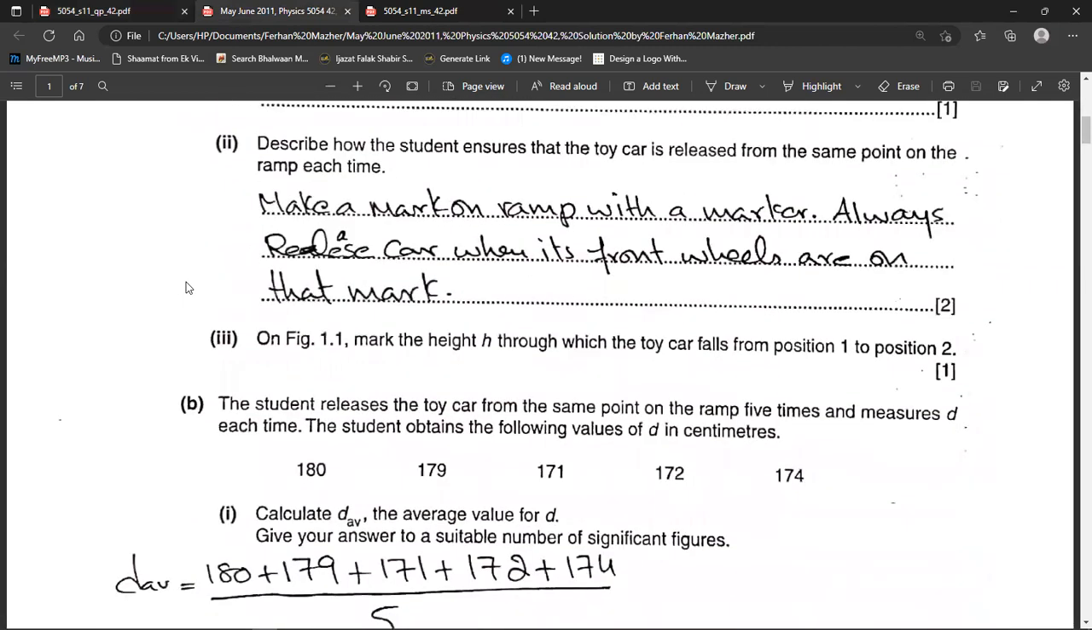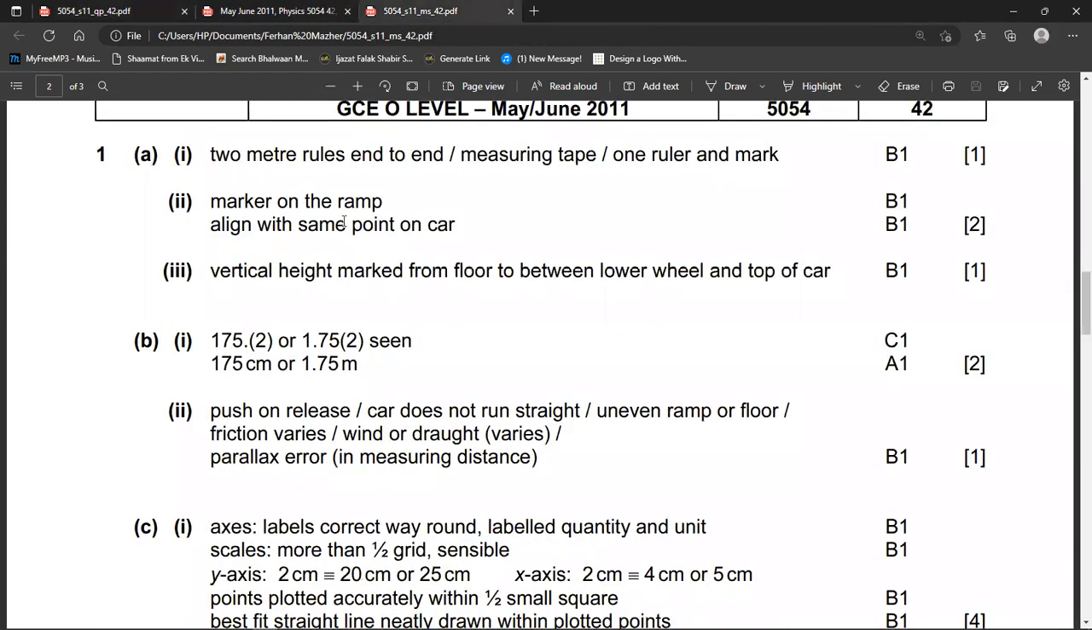So my answer is make a mark on the ramp with the marker. Always release the car when its front wheels are on that mark. That's my answer. So this is the marking scheme.